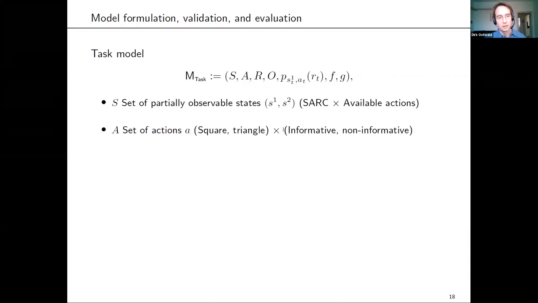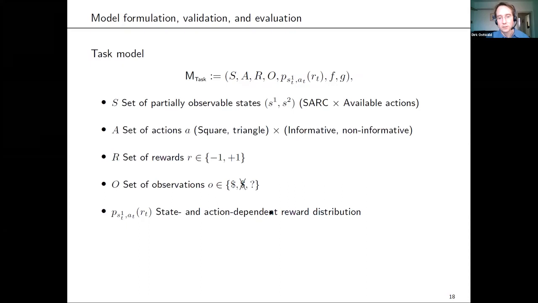A is our set of actions, so the square and triangle crossed with the informative and non-informative background signals. Then a set of rewards, which was played out according to a state-action dependent reward distribution, but which was not directly observable for the agent and the participants. But what was observable were the dollar sign, the crossed-out dollar sign, and the question mark.